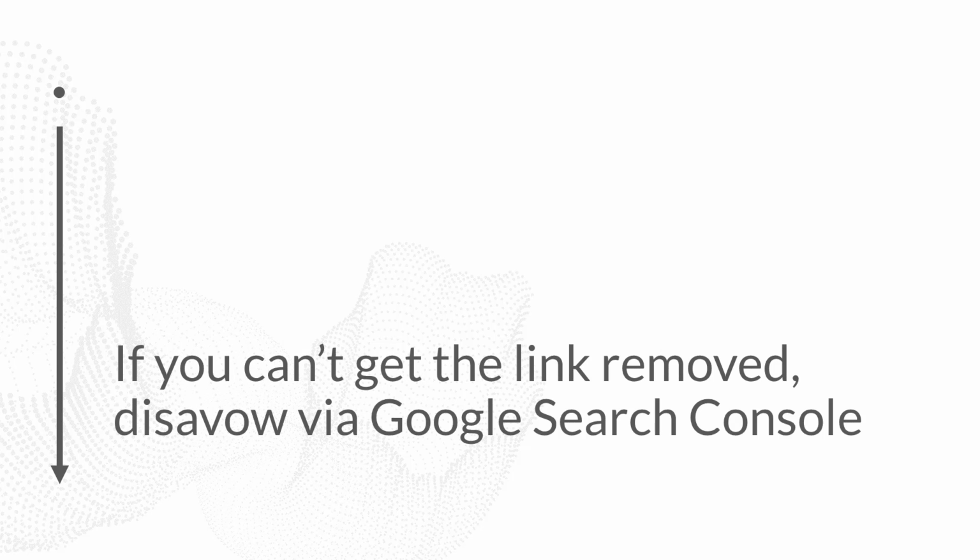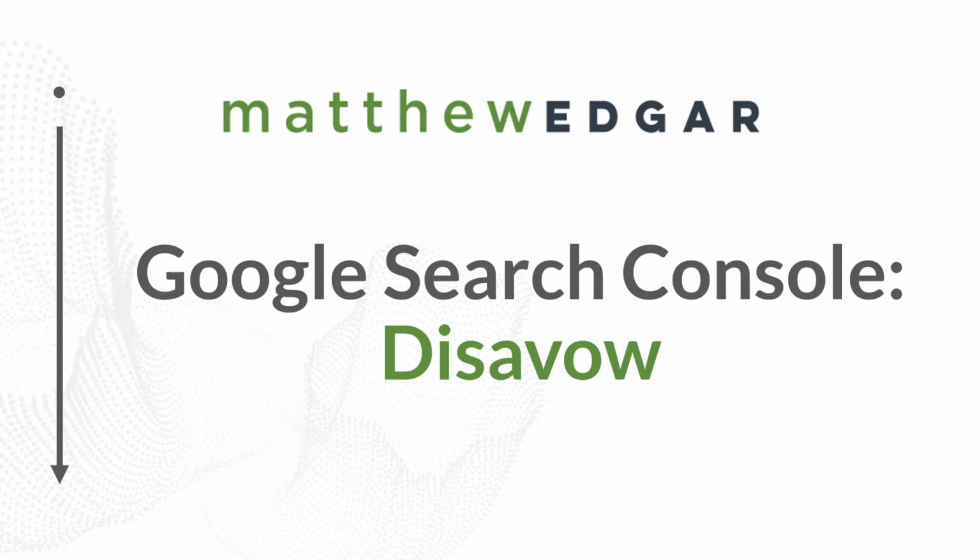Of course, that's not always possible. Other websites may not respond to your requests asking for a link to be removed. In those cases, you can use Google's disavow tool. This tool lets you instruct Google to not associate certain links with your website and not include those certain backlinks in their evaluation of your website. Let's talk about how you use Google's disavow tool.